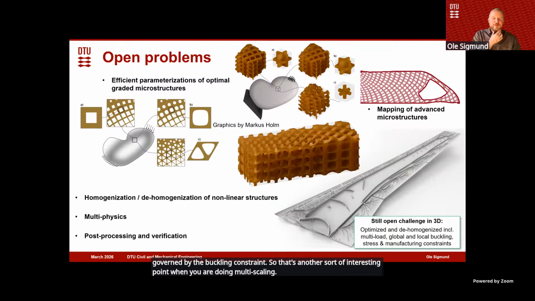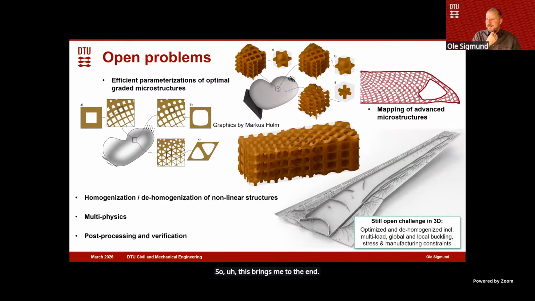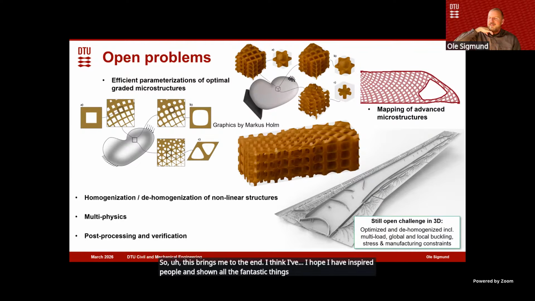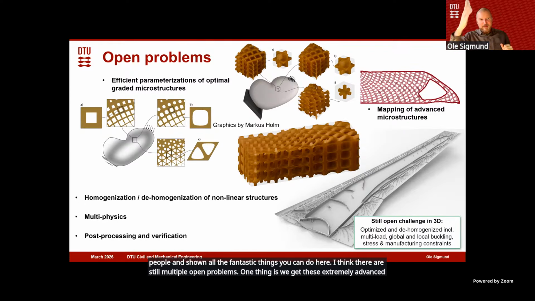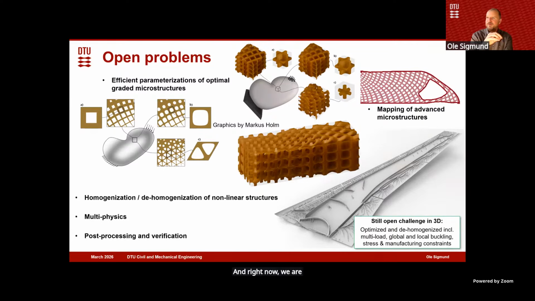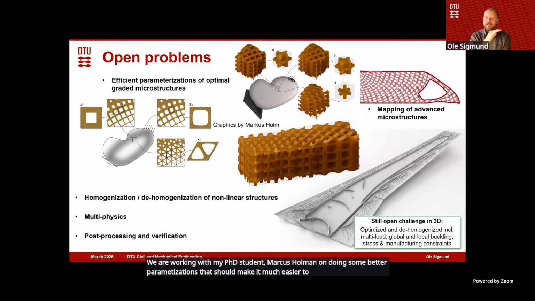So this brings me to the end. I hope I have inspired people and shown all the fantastic things you can do here. I think there are still multiple open problems. One thing is we get these extremely advanced structures with mapping and grading and all this stuff. And right now we are mapping them to fixed grids, which is really a waste. We are working with my PhD student Markus Holm on doing some better parametrizations that should make it much easier to dehomogenize. And I think there's a lot of potential in those directions.